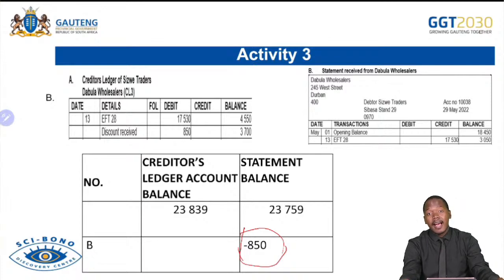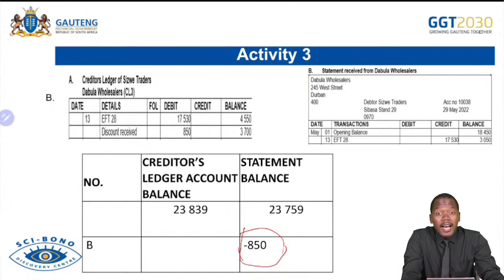It is their mistake. Remember, before you record, grade 12s, ask yourself, who made an error? Who made a mistake? If it's us, then we stay away from the statement. If it's them, we stay away from our creditors ledger. Now, we are subtracting 850. Why are we subtracting 850? Because discount decreases the balance. I'm saying this many times.